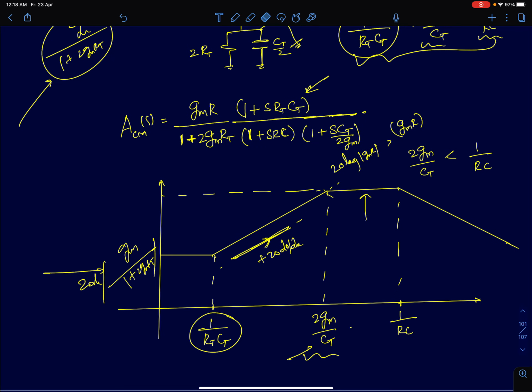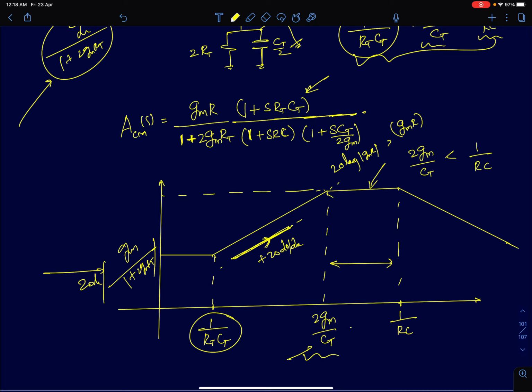So what we see here is that the common mode gain is increasing, which is not really a good thing, and it's becoming maximum in this frequency range between 2 Gm by Ct and 1 by Rc. It's becoming equal to the differential mode gain itself. That's really not a good thing. We said the current bias amplifiers' main advantage is a very low common mode gain, but now common mode gain has become equal to differential mode gain here.